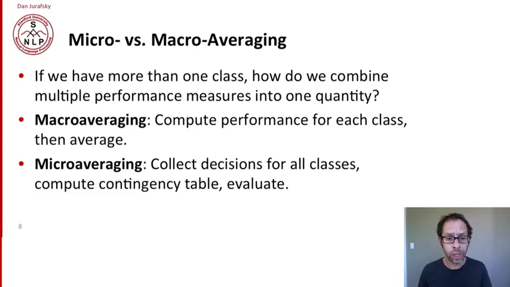In micro-averaging, we instead collect all the decisions for all the classes into one single contingency table, and then we evaluate our precision on that.